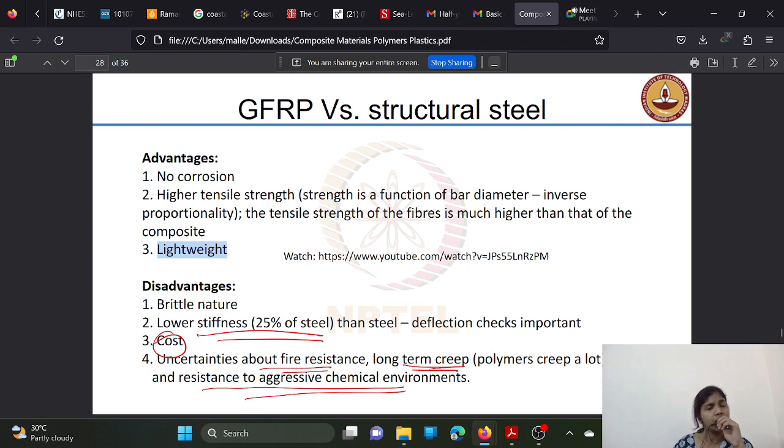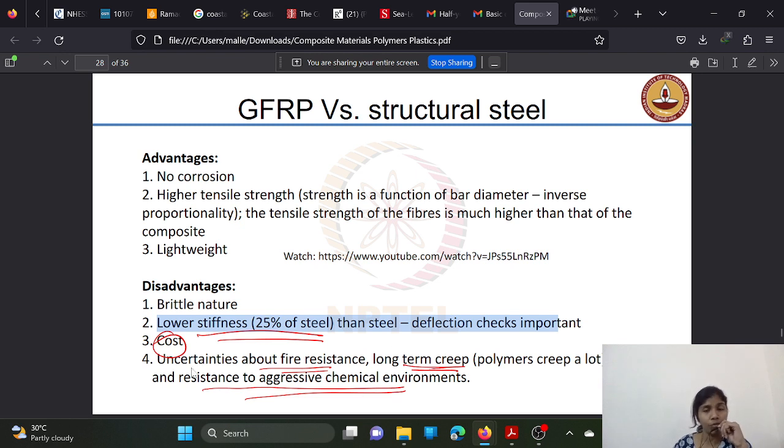But the major disadvantage is its brittle nature. We have seen that in the stress strain characteristics. It is brittle, and it will have lower stiffness, about 25% lesser than steel. So deflection checks are important. Obviously the costs are higher, and there are uncertainties about fire resistance, long term creep, and resistance to aggressive chemical environments.